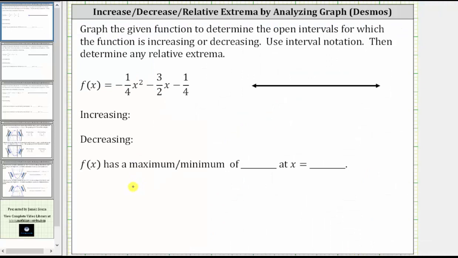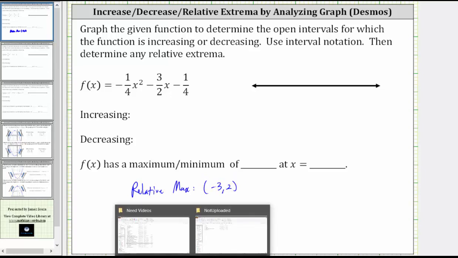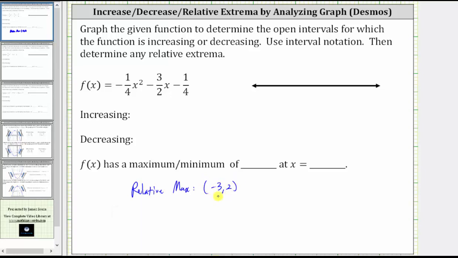Again, we had a relative maximum at the ordered pair -3, 2. Because this high point is the highest point of the entire graph, we can classify this as an absolute maximum or just a maximum. And therefore we can say that f of x has a maximum of the y value or function value of 2 at x equals -3.